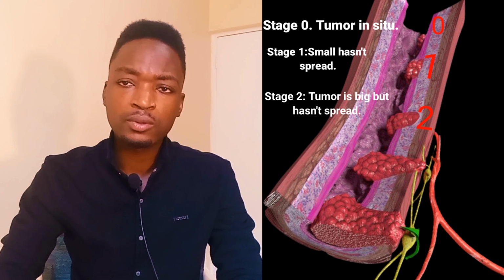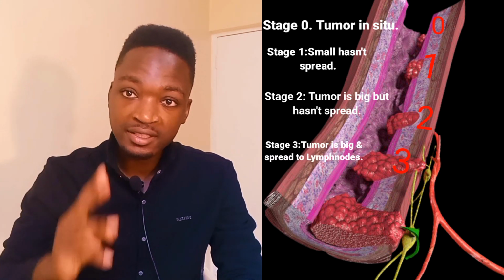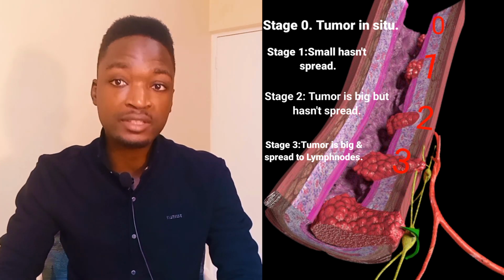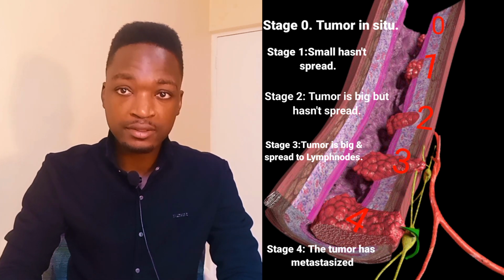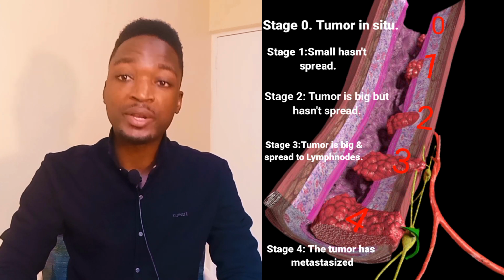Stage 2, now the tumor is big but hasn't spread anywhere. Stage 3, the tumor is big and has spread to the lymph nodes. The lymph nodes are part of your immune system. Stage 4, this cancer has spread to distant organs, at least one organ. We call this secondary cancer or metastasis.